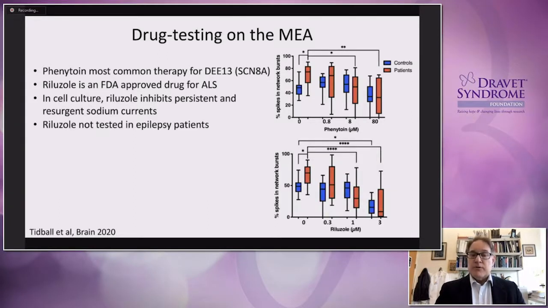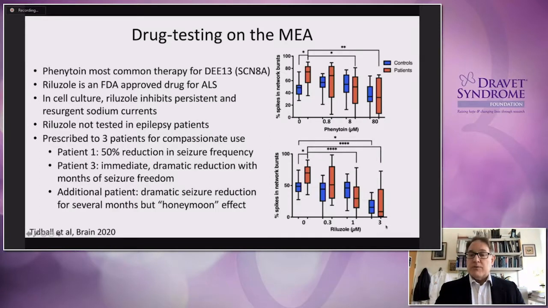So we tested riluzole on the patient-derived neurons similar to phenytoin, and we found that low dose 3 micromolar was able to decrease activity. It hasn't been used in epilepsy patients, but the pediatric epileptologist used it for 3 patients, 2 of which we had cells to study in our experiments.